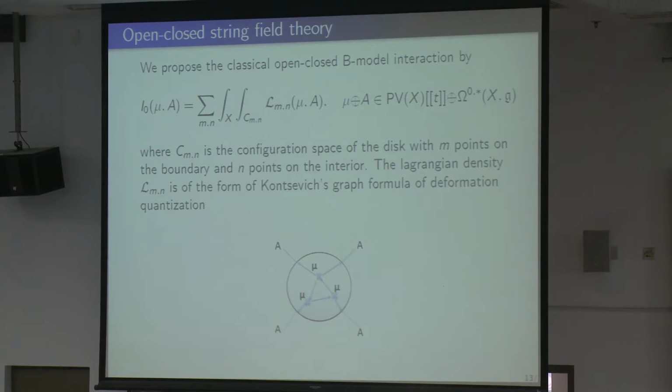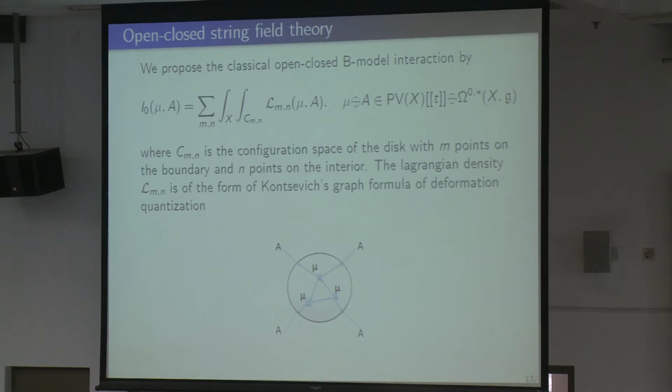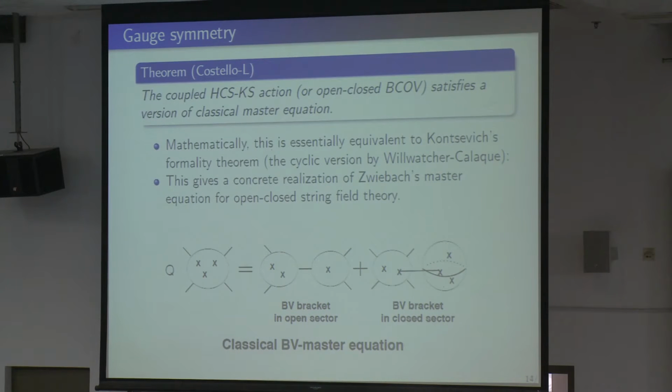And that's our proposal for the open-closed string field theory in the bimodal. So now the key point is that this action functional actually solves a version of the classical master equation. So this is a picture of this equation. It's an equation like if you apply the differential to this interaction, it's contributed from two terms. The first one is a BV bracket in the open string sector. The other one is a BV bracket in the closed string sector. And that's it. That is the open-closed BV master equation at the classical level.